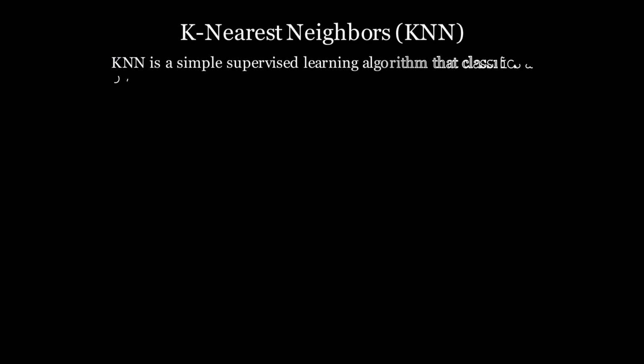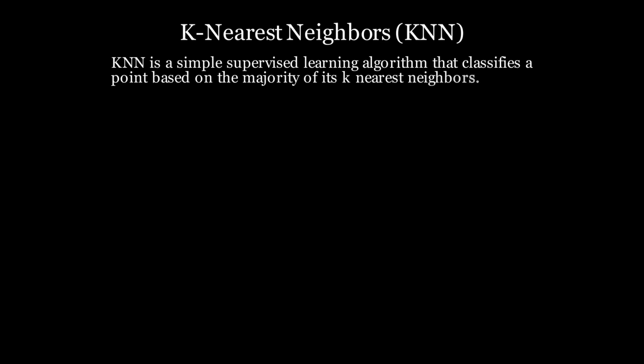The k nearest neighbors or KNN algorithm is a very basic and intuitive model. It's a supervised learning algorithm, once again, that classifies a point based on the majority of its k nearest neighbors. Essentially, what it does is that it searches in the surroundings and finds the closest points to it and assigns the label to the new point corresponding to the majority class.